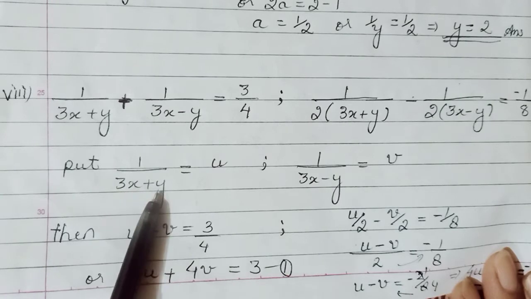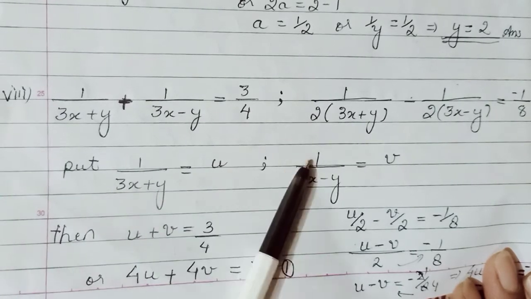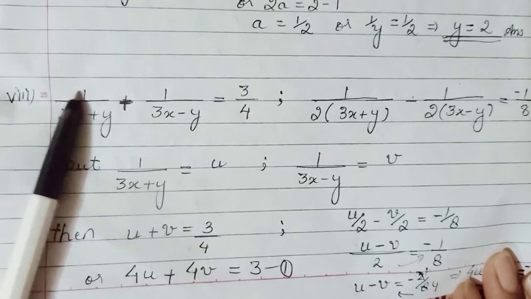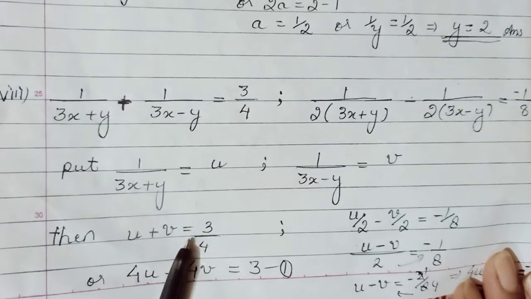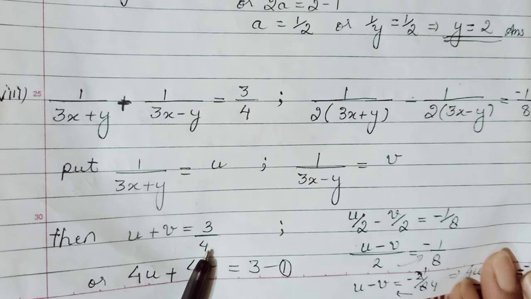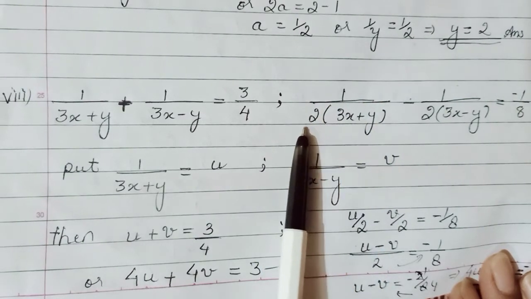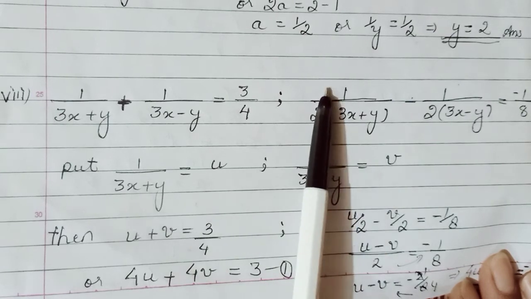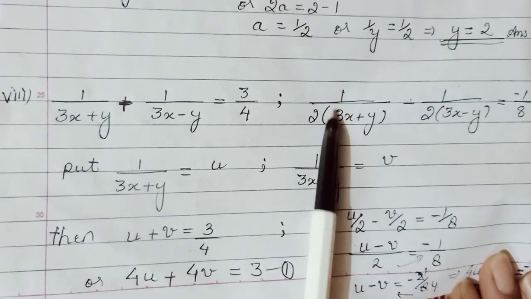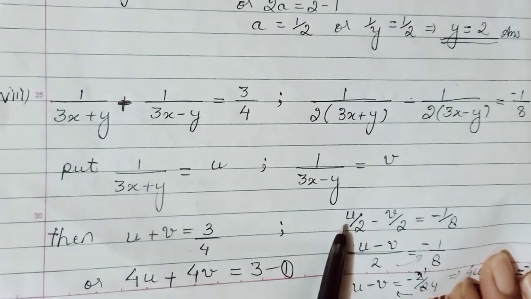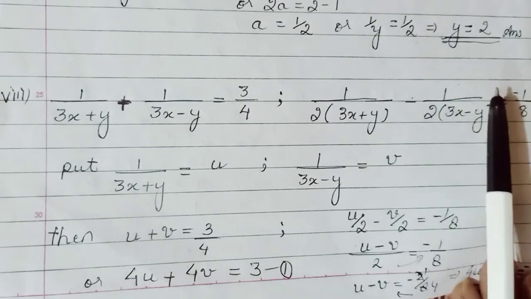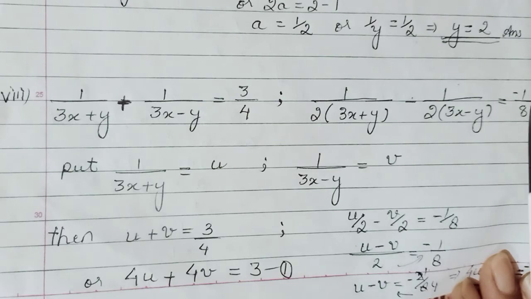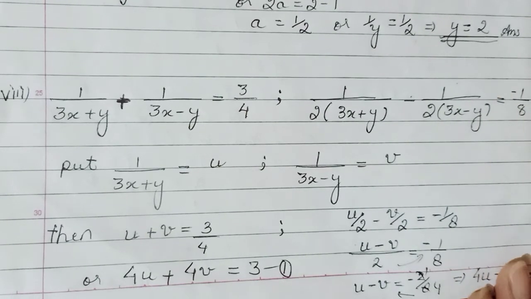So 1 upon 3x plus y has been taken as u, and this one has been taken as v. So this simply becomes u plus v is equal to 3 by 4. The other one, look at this 2 here, it was in the denominator, we will not change it, it will remain where it was. It's only 1 upon 3x plus y which will be replaced by u. So it will become u upon 2, likewise v upon 2 as well. So minus of v upon 2 was minus 1 by 8.